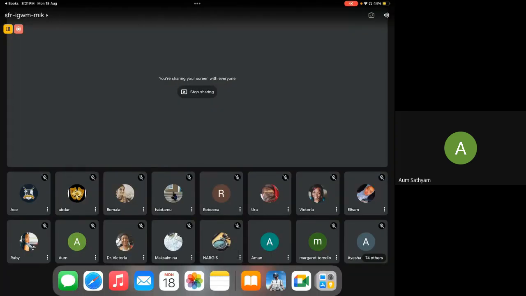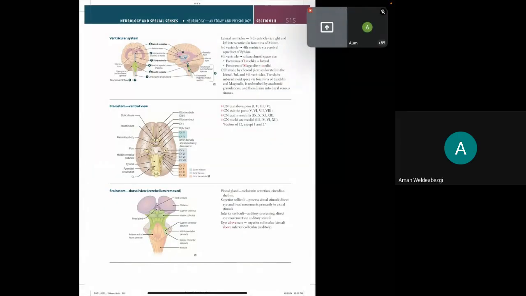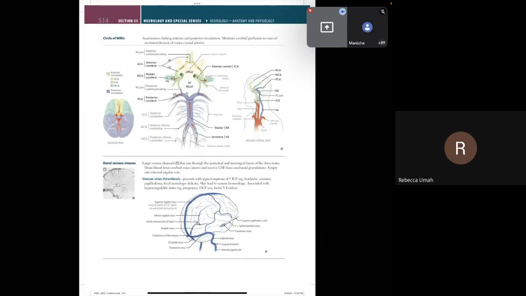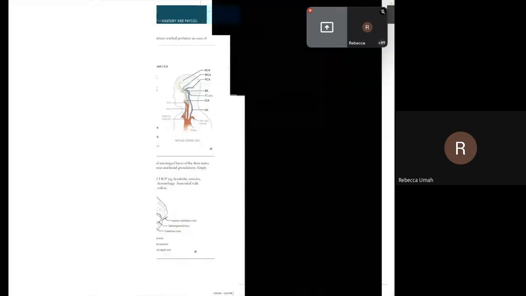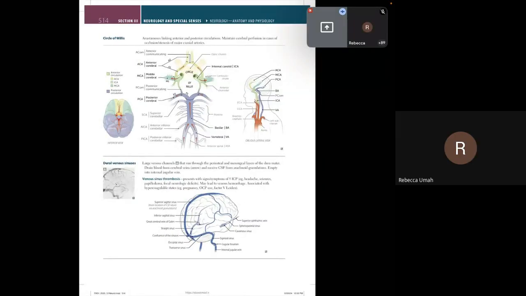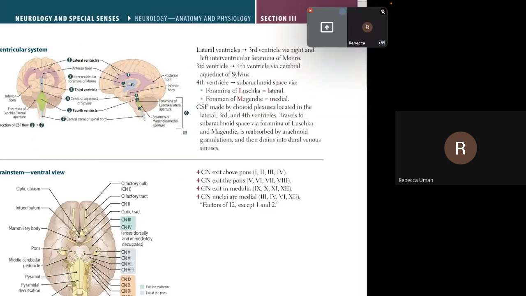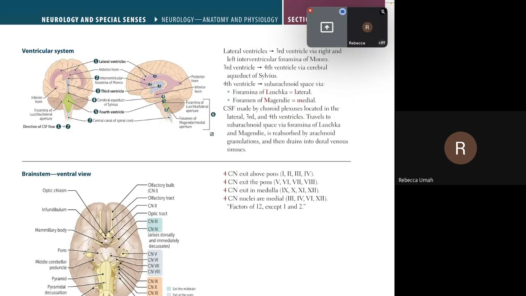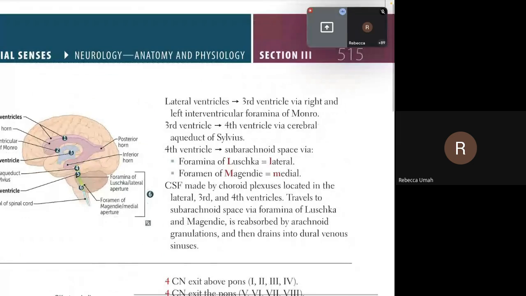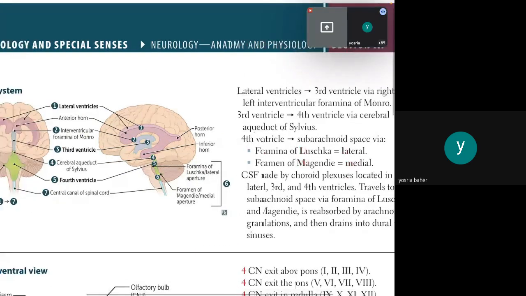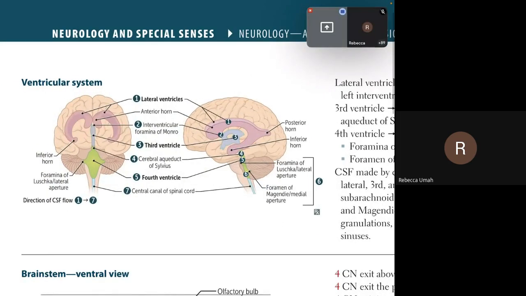Can you guys just see my screen now? Yes, you guys can see here. Okay, we discussed we have lateral ventricles. Can you guys just see my screen properly? Yes. These are our lateral ventricles. You guys can see it here, right?